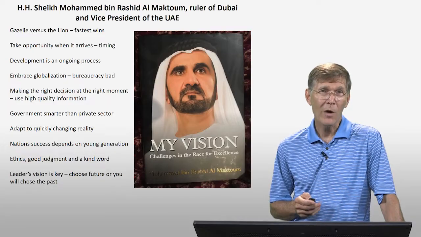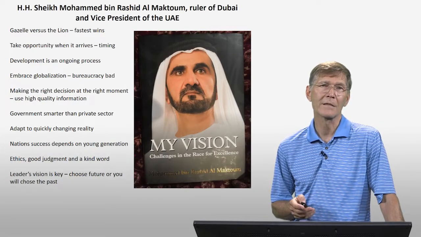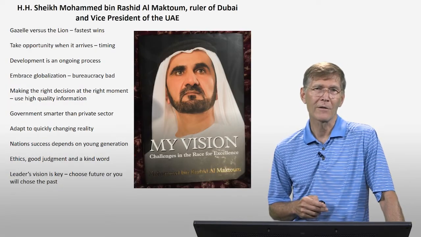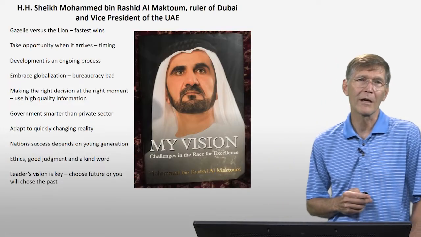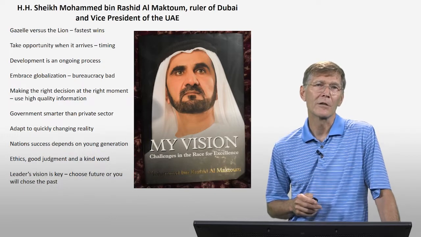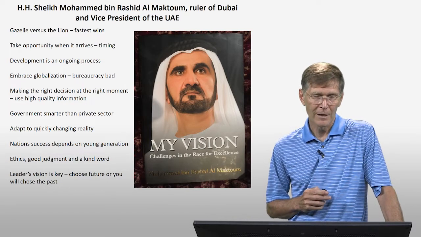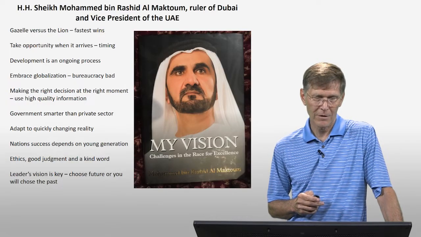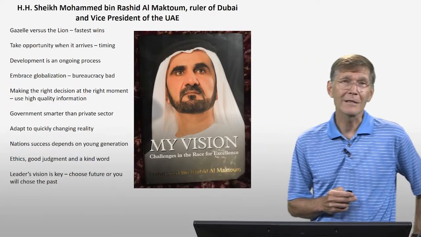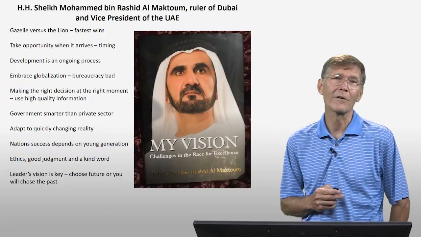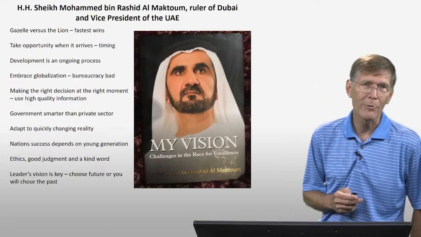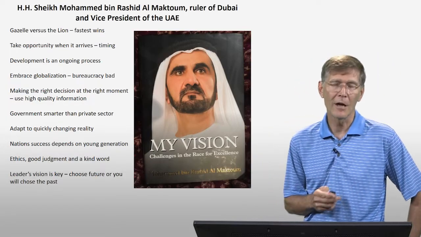He believes in using high-quality information when you make decisions, and that's why he has very smart people in the government. And he wants the government to actually be smarter than the private sector. And that's very different than the United States seems to be going right now too. And this is what stamps out corruption. This is what keeps countries and cities on track, is having good government people in there to manage those issues. You have to adapt quickly to change. And he believes that the success is going to depend on the young generation. He puts a lot of effort and time into education and making sure that people who graduate from universities have good opportunities in the future.